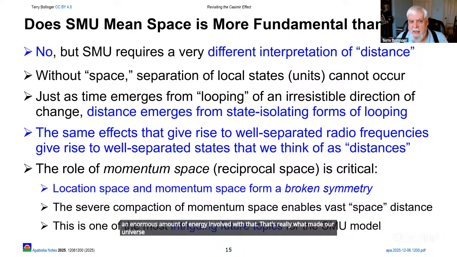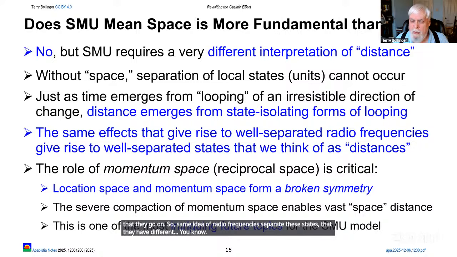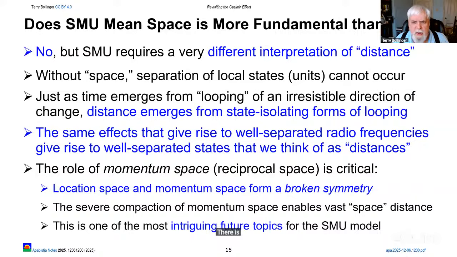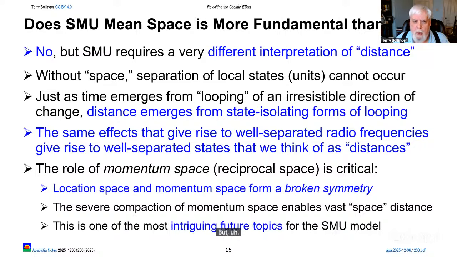That's really what made our universe possible, is that you could have this kind of extremely cheap separation that allows this instantiation of a state machine. So there's some really interesting physics that go on. The same idea of radio frequencies separate these states, that they're actually different frequencies. So when you have an object at some distance from us, there is a frequency separation interpretation of that. And we see this in physics all the time, where you always have this reciprocal interpretation of distances. But the cheapness of it is what's really remarkable for the space domain.